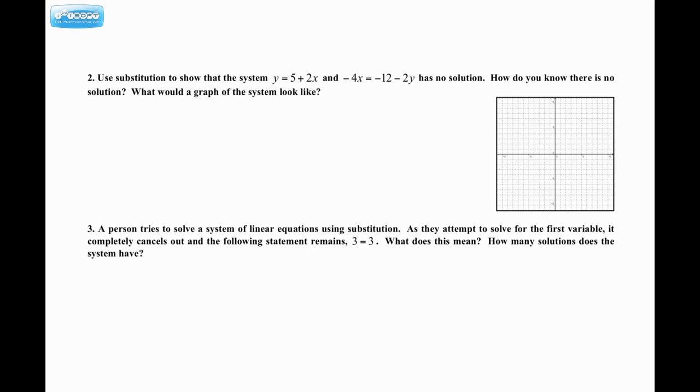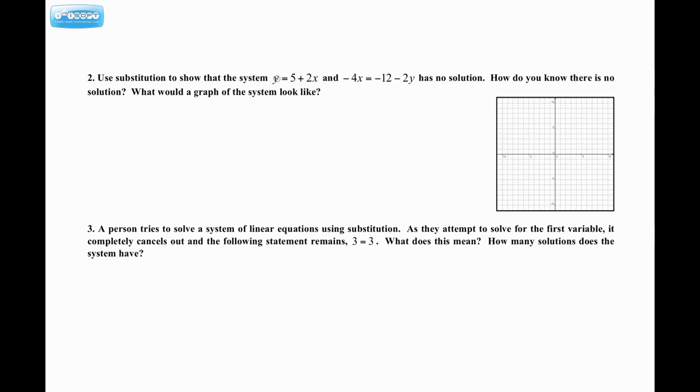Okay. Well, if a system has no solutions, when we graph it, we should see parallel lines. But what happens if we try and solve such a system using the substitution method? What would the algebra give us? Okay. Well, notice here, y is already isolated for us. So I actually don't even need to rearrange any of the equations.